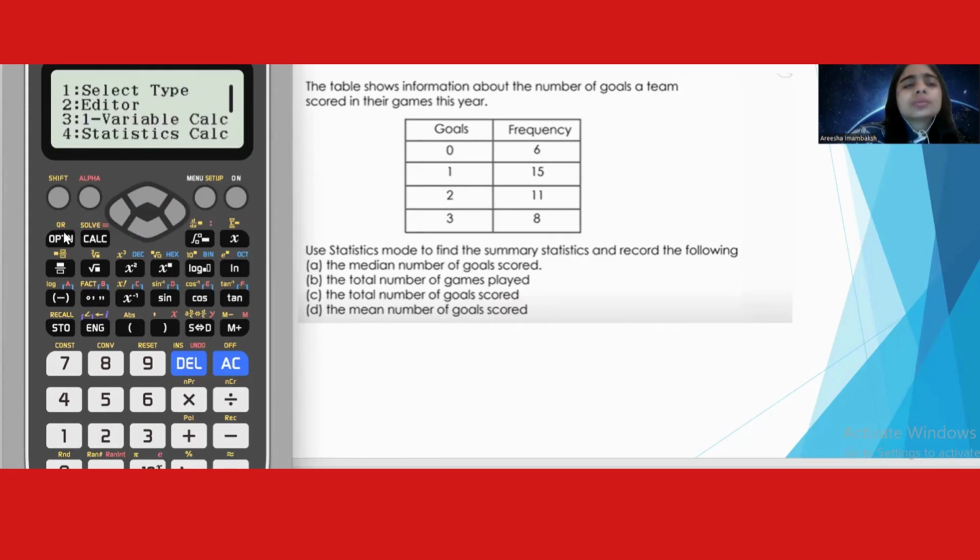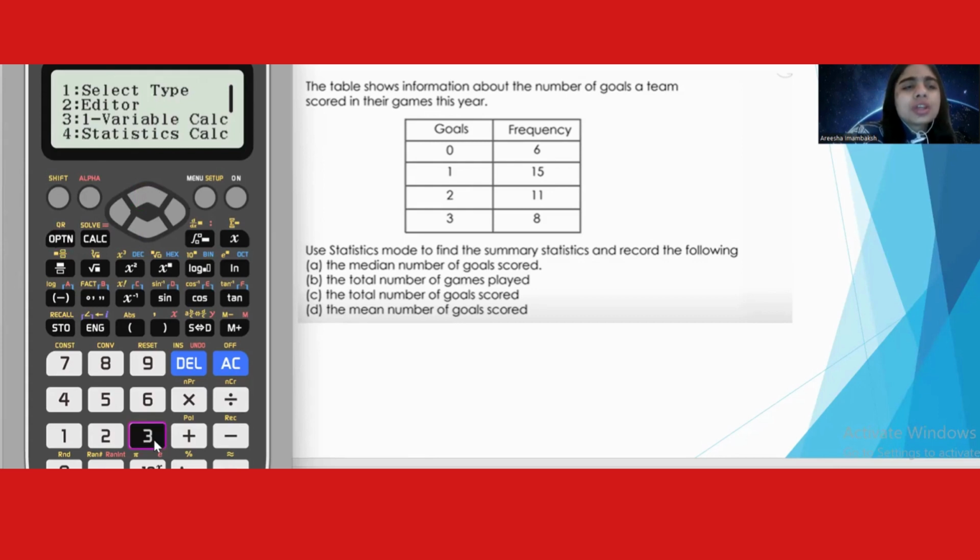Right? And then options. Third is one variable calculator. Yes. Third. You get x bar, that is the mean. You get sigma x, the total number of frequency 61 is showing. I don't know. One second, why is this 61? 6, 15, 11, 8. Yes, okay.